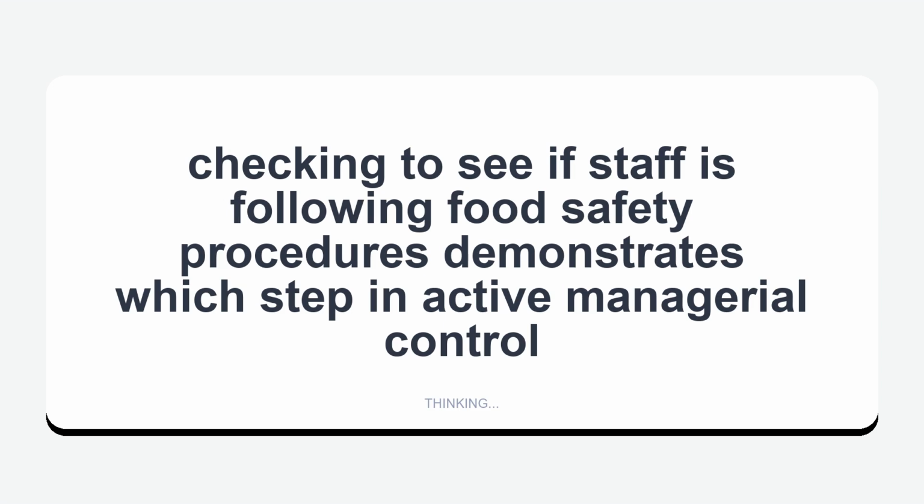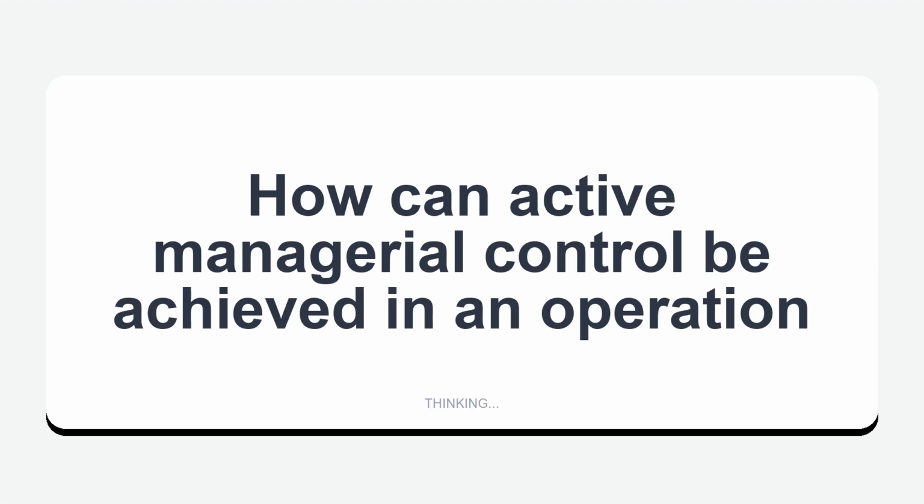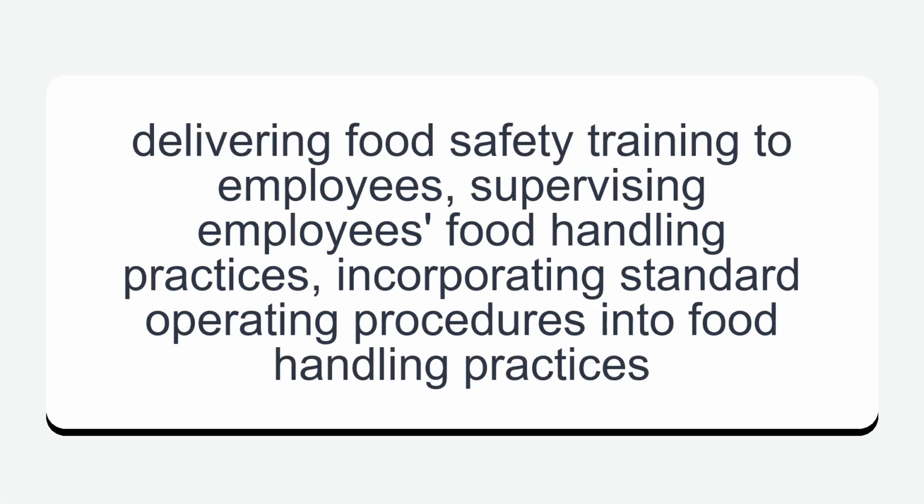Checking to see if staff is following food safety procedures demonstrates which step in active managerial control? Management oversight. How can active managerial control be achieved in an operation? Delivering food safety training to employees, supervising employees' food handling practices, incorporating standard operating procedures into food handling practices.